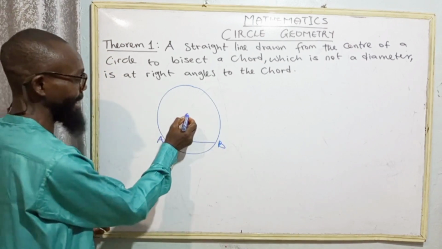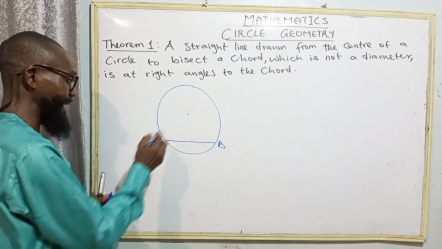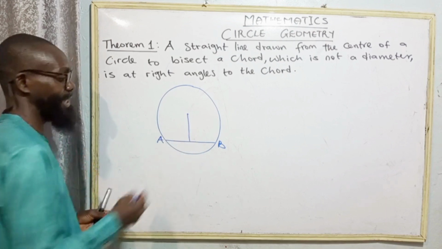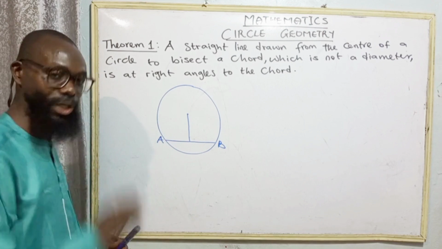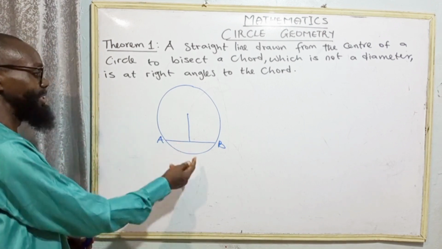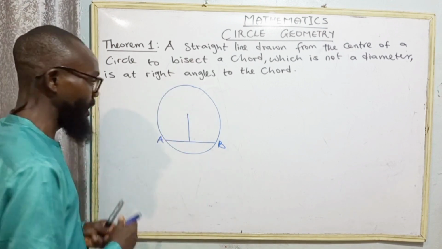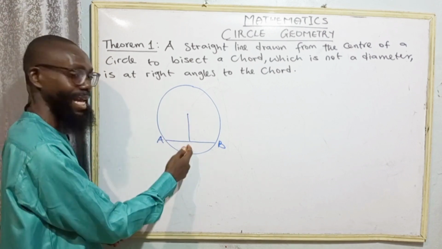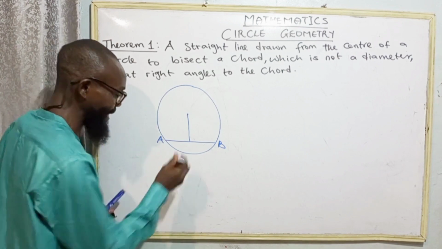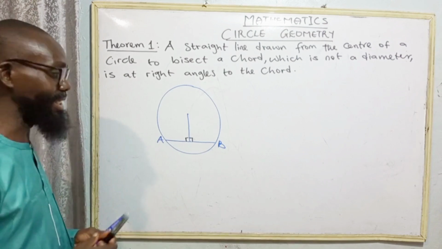There is a straight line drawn from the center of this circle to bisect the chord. The word bisect means to divide the chord into two equal parts. And this chord is not a diameter. This straight line that is bisecting this chord is at right angles to the chord, meaning that when we have a vertical line meeting a horizontal line, it forms an angle of 90 degrees. So this is what we refer to as a theorem.